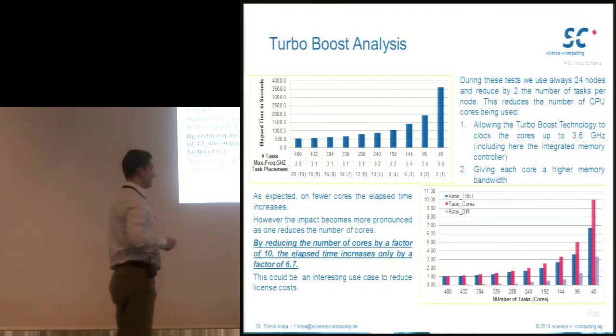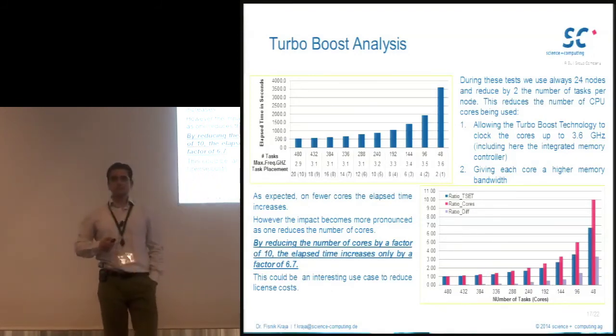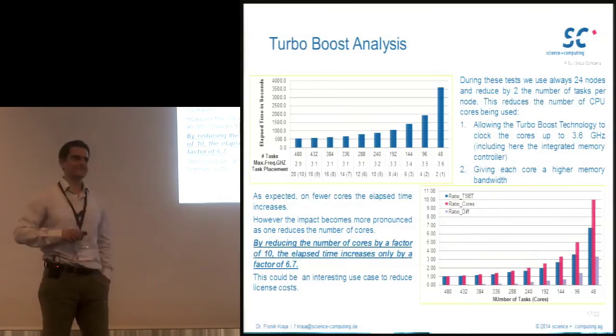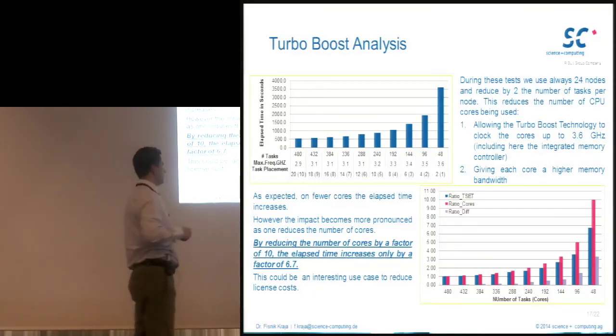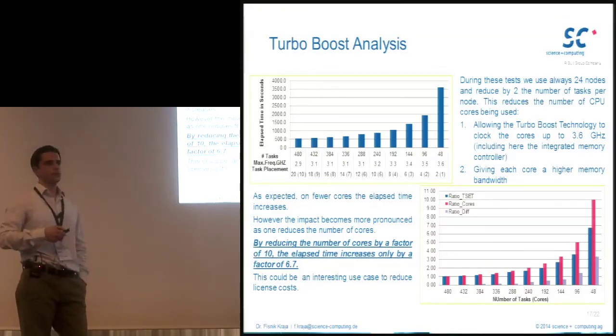Please take into consideration that the license costs are very high. I don't have the numbers, but I was told they are very, very high, and probably this feature could be used in order to reduce the license cost.